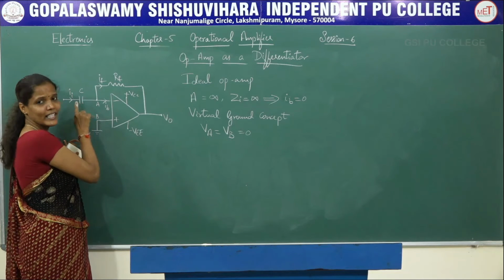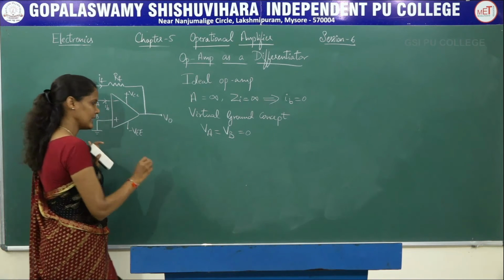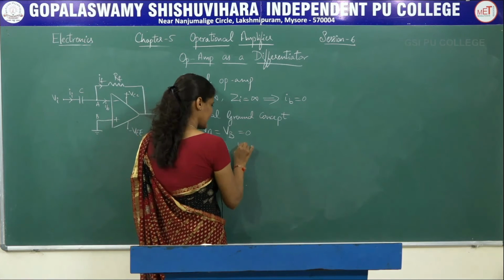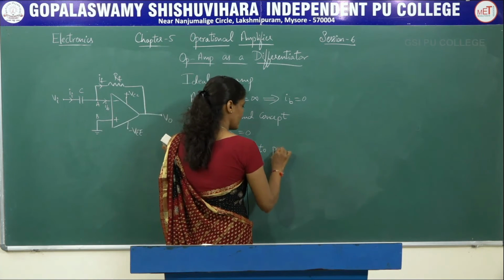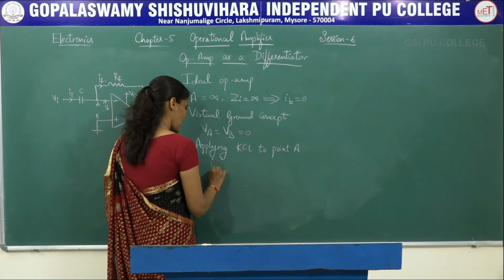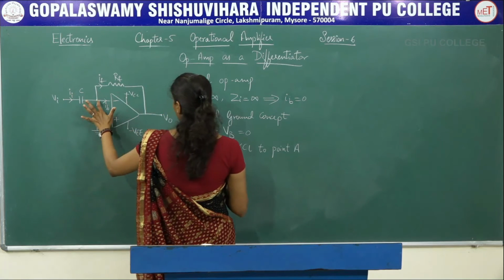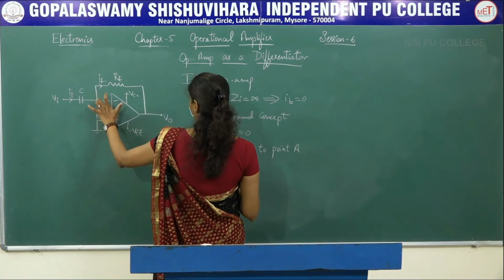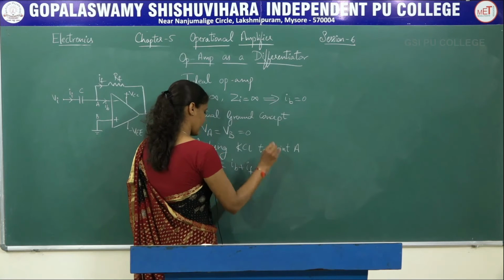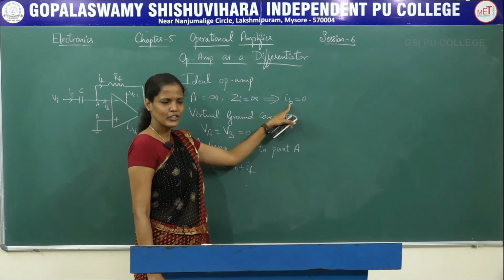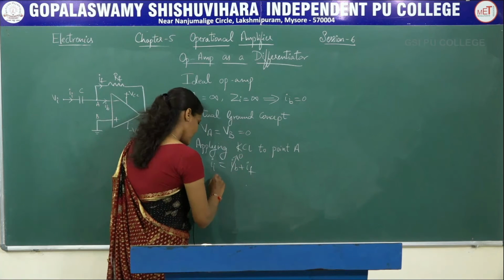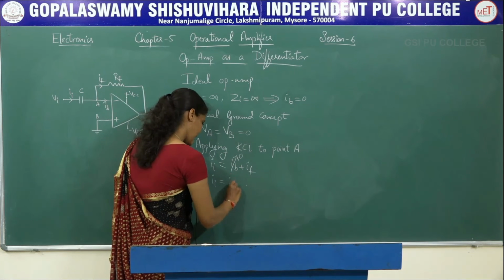Here there is only one current which is entering the node, that is Ii. So applying Kirchhoff's current law to point A, Ii is equal to the currents leaving that particular node, which are Ib and If. Ii equal to Ib plus If. But Ib is equal to 0, since Zi is equal to infinity, so this part will be equal to 0. Now Ii is equal to If.